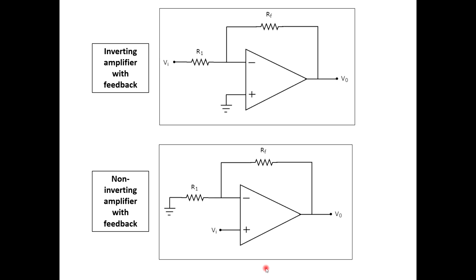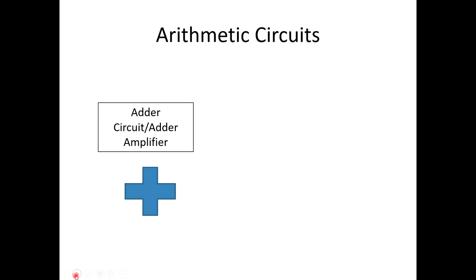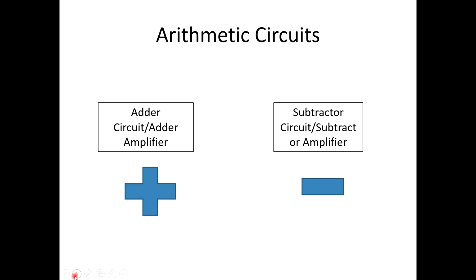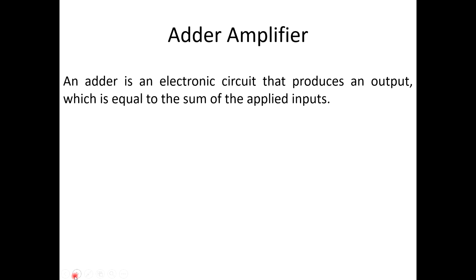Based on the circuits of the inverting amplifier with feedback and the non-inverting amplifier with feedback, we will be designing some arithmetic circuits. Let's see what arithmetic operations we are supposed to study in our syllabus. The first circuit is an adder circuit, or simply an adder amplifier, which does the operation of addition. And the second one is a subtractor circuit, or a subtractor amplifier, which does the operation of subtraction.